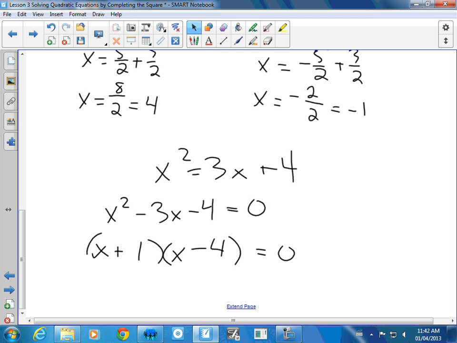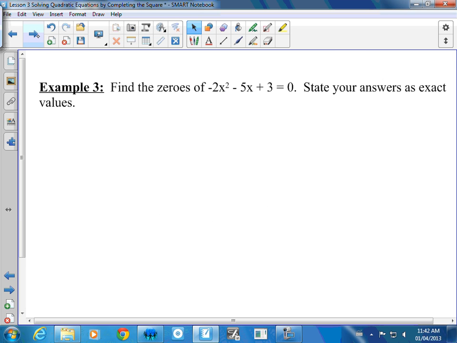It's a super common way of doing it. Like you've already learned completing the square. We just did it a different way before. This is just a variation. Okay. Now, this is another way to look at it. Solve, find the zeros. It means all the same thing.